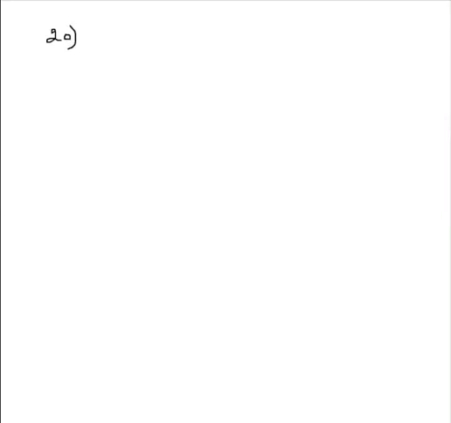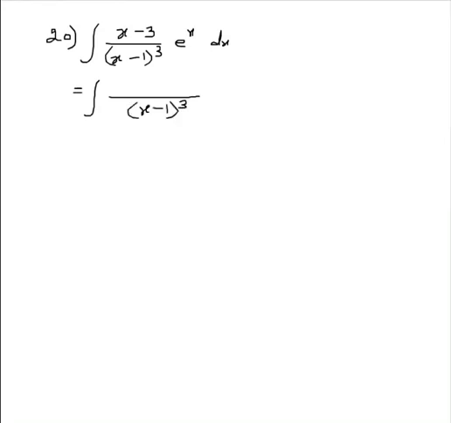Question 20. Integral x minus 3 divided by x minus 1 the whole cube e power x dx. Again I am repeating, if you have e power x function and a bigger expression, split it into two such that one is f, the other one is f dashed. The denominator has x minus 1 the whole cube. So let us write the numerator also in terms of x minus 1. I can write x minus 3 as x minus 1 minus 2.